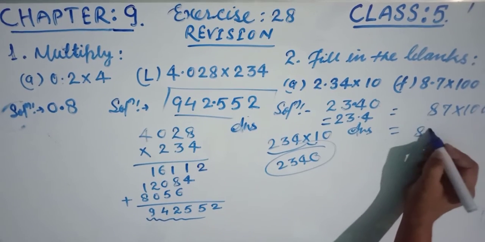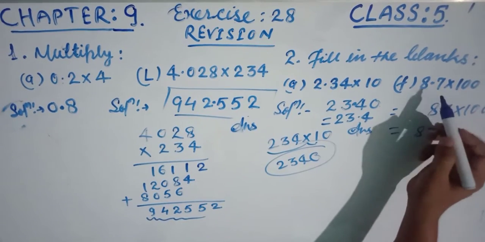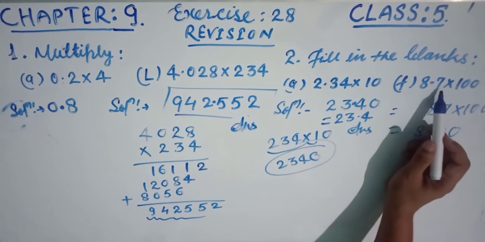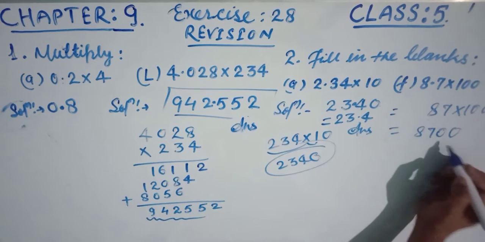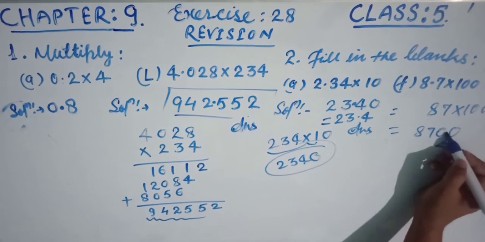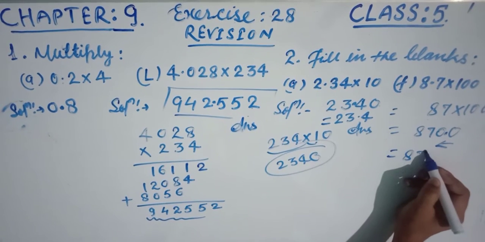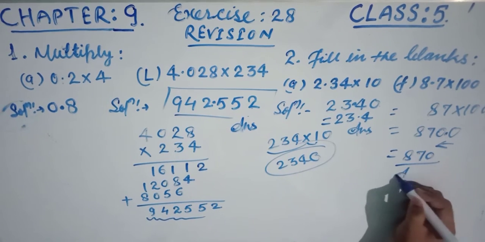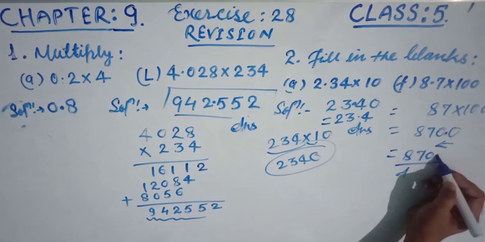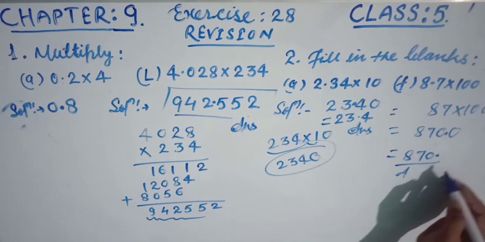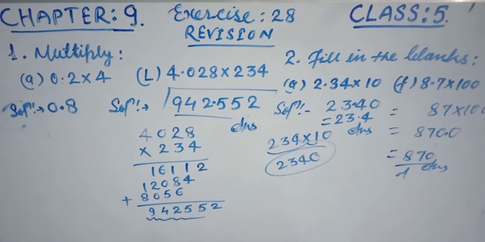87 times 1 is 87, 2 times 0, and see friends, the number of digits after the decimal. Here there is only 1 digit after the decimal, so we have to place the decimal after counting 1 digit from the right-hand side. So 870. This is your answer, friends. If there is a 0 after the decimal, it has no value, so this is 870. I hope you will understand.